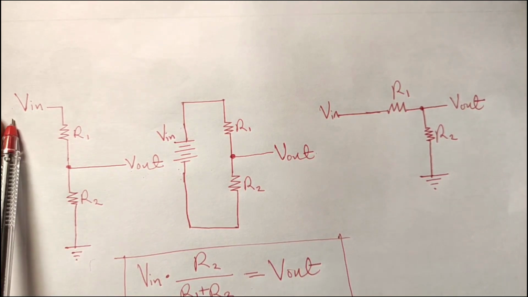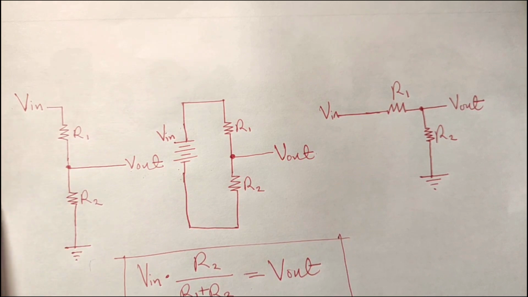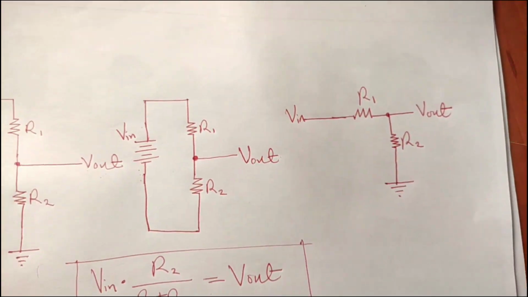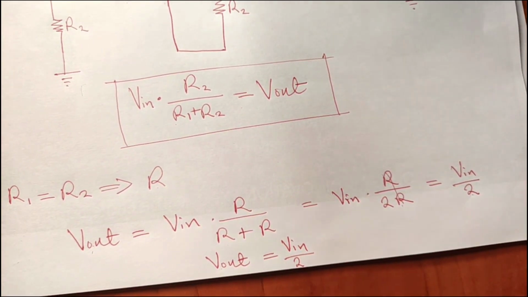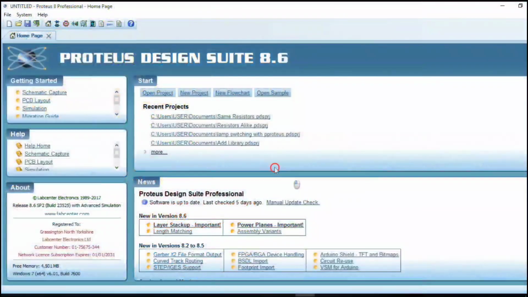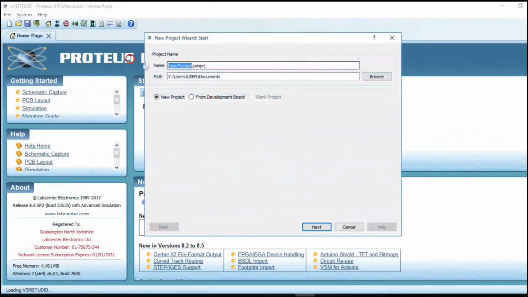So if I give it 10 volts and I want 5 volts, you just have to set up this voltage divider circuit and make the values of the resistors the same. What you will have is half of the input voltage. Now, this condition is what we're going to test right now in Proteus. I'm here at Proteus, new project. Let's call this project same resistor.